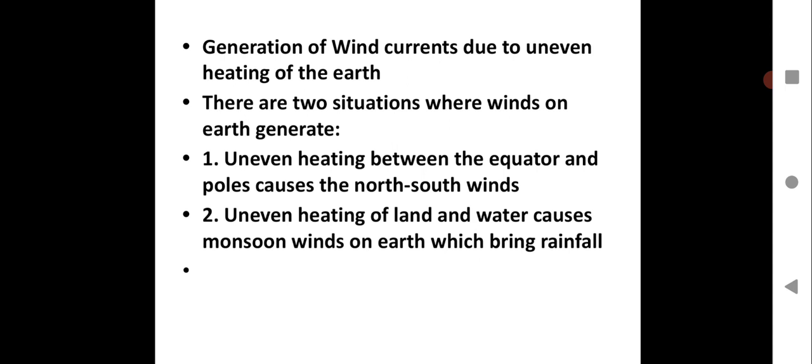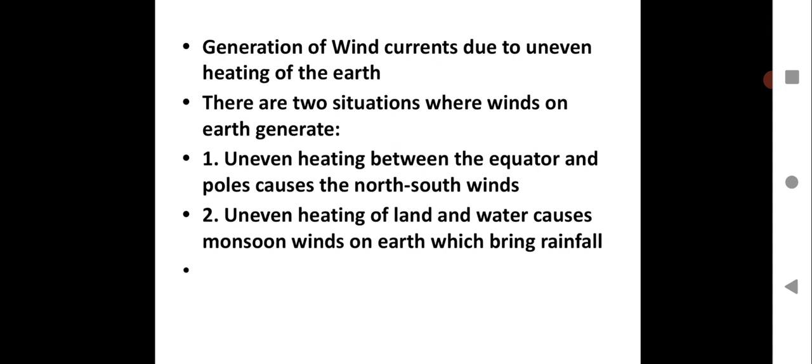Generation of wind currents due to uneven heating of the earth. So what happens when there is uneven heating? As you all know, the sun rays that fall on the earth are not evenly spread throughout the earth, and because of that there is uneven heating of the earth. There are two situations where winds on the earth generate. First one, uneven heating between the equator and the poles causes the north-south winds.